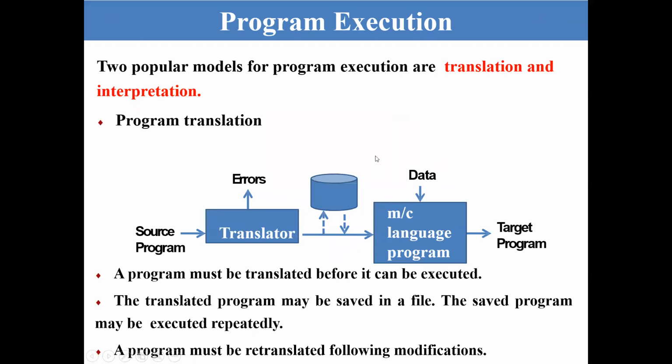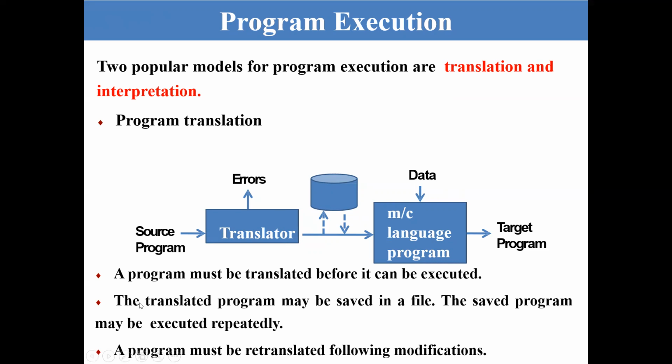So now next one is program execution, right? In this program execution, you have to remember two models. What are these two models? One is translation and the second one is interpretation, right? Program translation activity involves the translation of a program from source code to machine code. For example, compilers can be used for program translation. We have seen the different examples of these translators. That translated program may be saved in a file, and the saved file may be executed repeatedly.